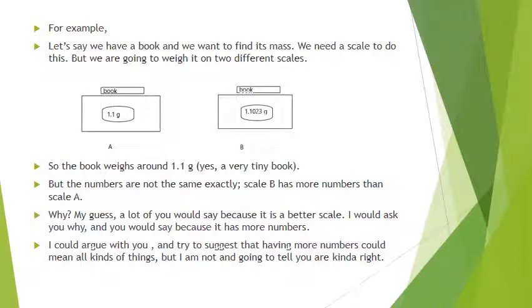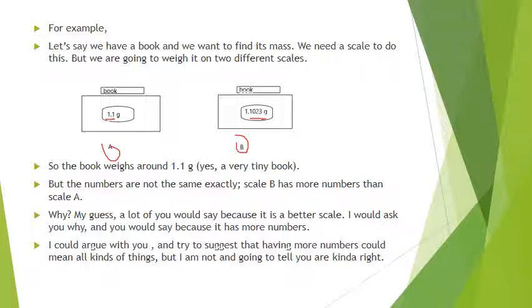For example, let's say we have a book and we want to find its mass. We need a scale to do this. We're going to weigh it on two different scales, scale A and scale B, and I put the book on both. This scale here comes up 1.1 grams, and this one comes up 1.1023 grams.